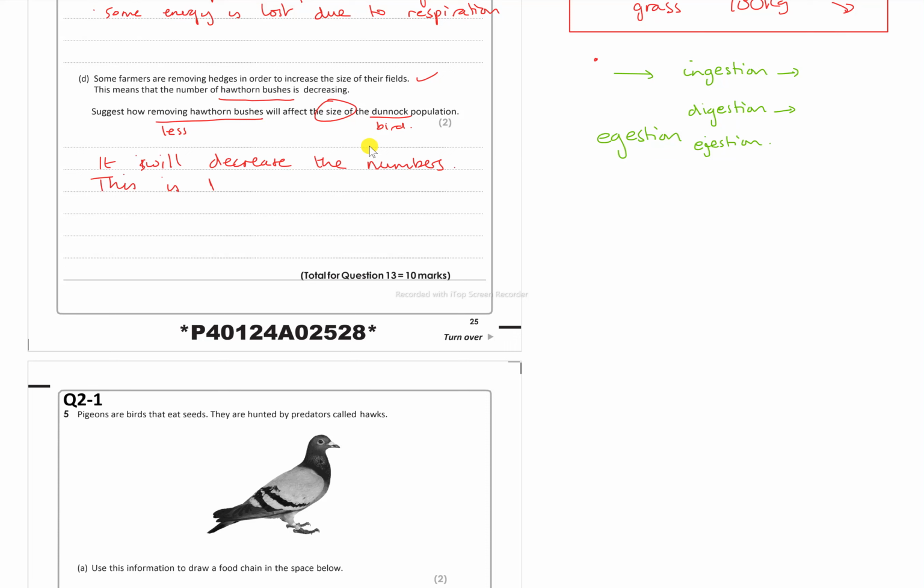This is because there is less food for the caterpillars. So less food available for dunnocks. Okay, there you go.